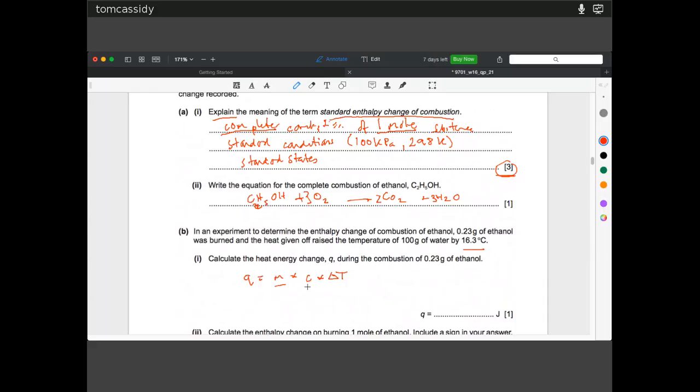So the specific heat capacity of water is given to you in the data book. You've been given here the mass of water. We know that's 100 grams. And we've got a temperature change of 16.3 degrees Celsius. And a change in Celsius is exactly the same as a change in Kelvin. So even though this is expressed in Kelvin, 1 Kelvin is the same as 1 degree Celsius.